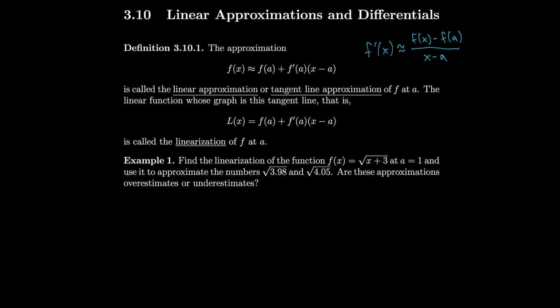So let's use this to find the linearization of the function f of x equals square root of x plus 3. We'll do it at a equals 1 and use that to approximate the square root of 3.98 and the square root of 4.05. The idea here is that it's usually easier to calculate a derivative and evaluate at some easy point, like at a equals 1. If we were to plug that in for x, we'd just be doing the square root of 4. And then taking that easy value of the function and the derivative, which will hopefully be easier, we can use that to approximate a complicated value of a function, like 3.98 or 4.05.